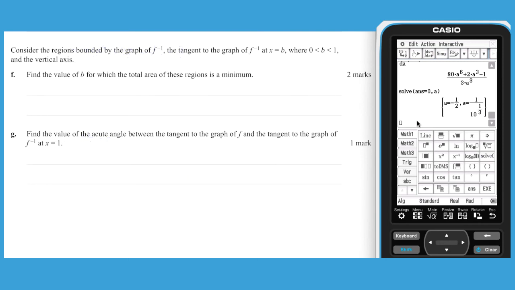Part F. In Part F, the function is reflected through the line y equals x to become f inverse. As area is preserved by this reflection, the minimum at a, f of a, as found in Part E, will correspond to a reflected point f of a, a on the inverse function. Therefore B, the x-coordinate corresponding to minimum area, will be the function value f of a, using the previously found value for a.